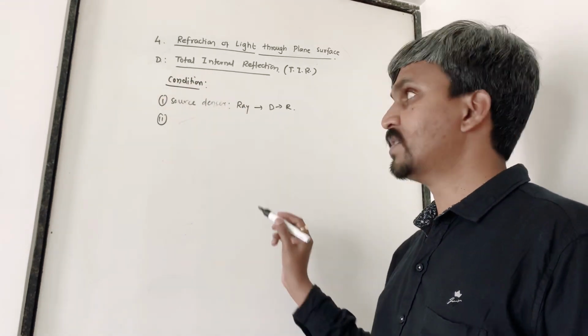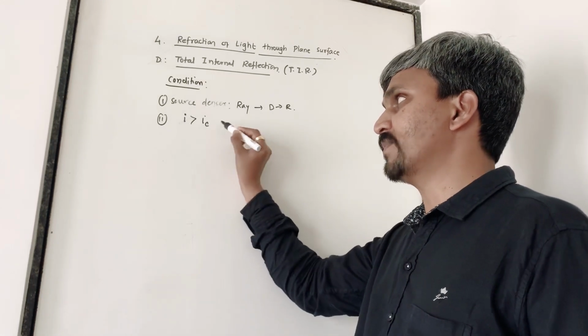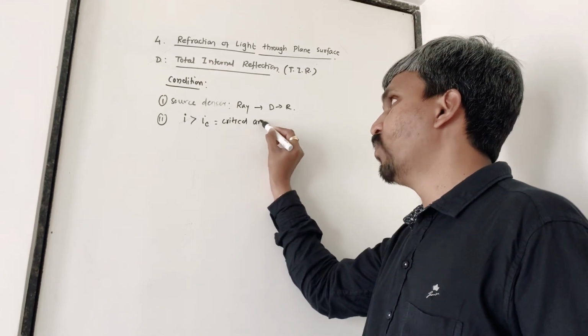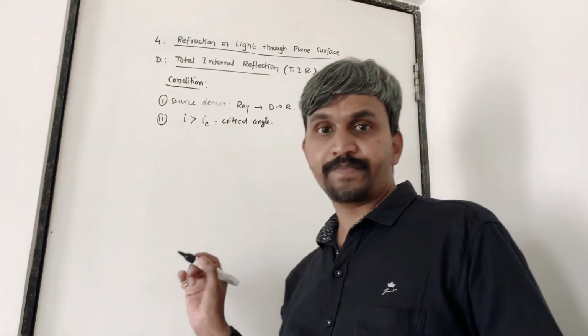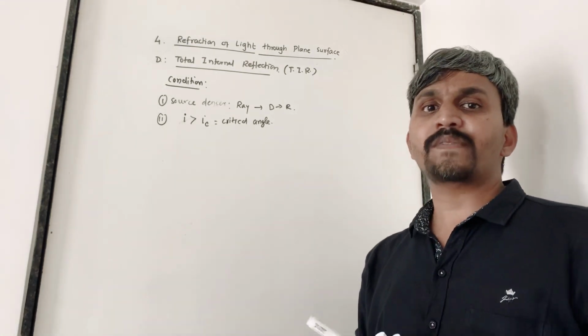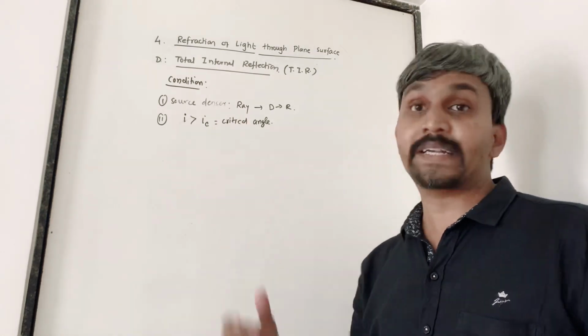The second condition says the angle of incidence must be greater than IC. This IC is called the critical angle. Now what exactly is this critical angle? That will come after this part. So we'll start with the diagram of this part and then I will explain what we mean by TIR.